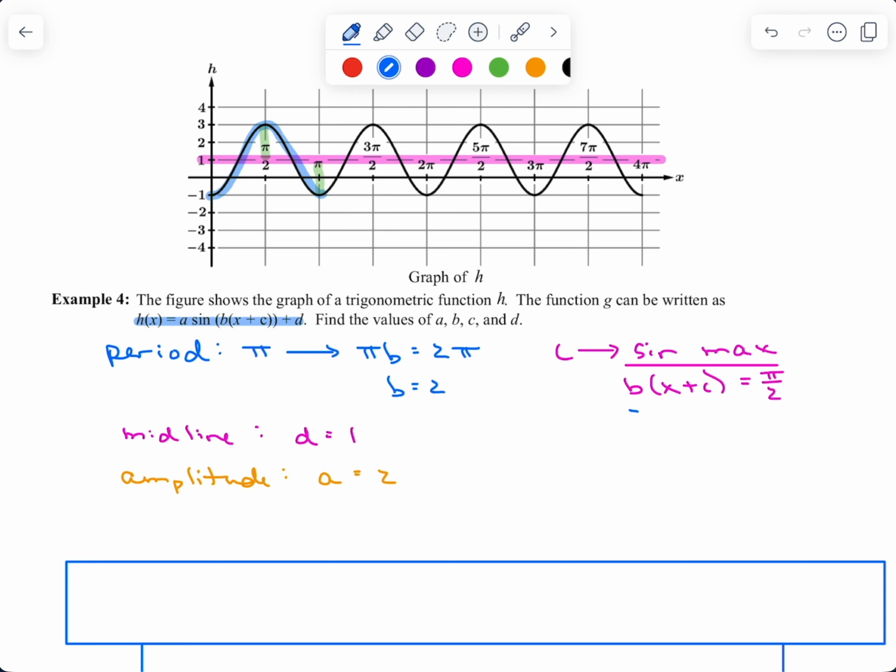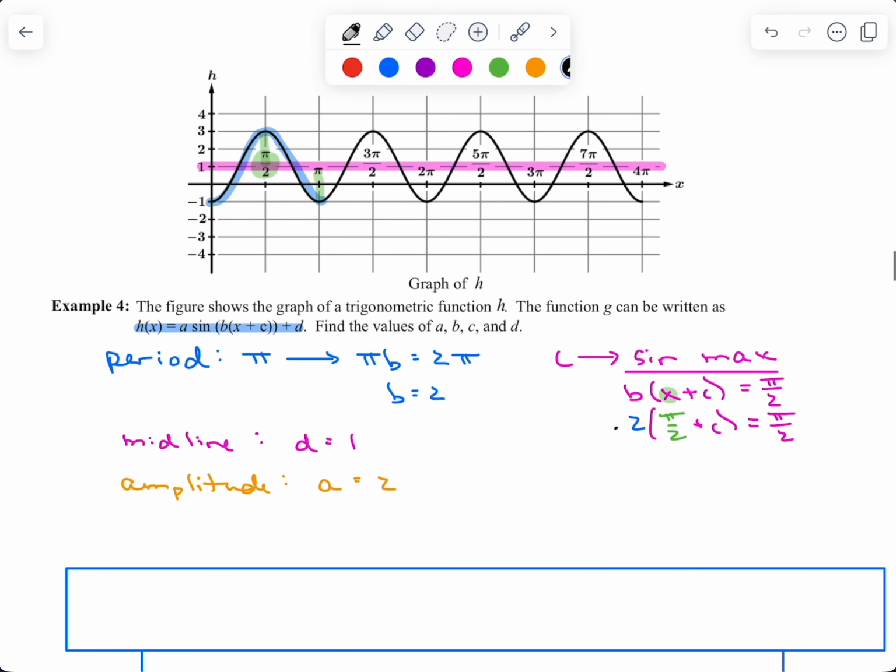So I'm going to plug in my 2 here. I am going to still plug in the pi over 2 for x because that's where this max is actually happening. But you'll see in a second what that does. Whether you want to distribute, you do whatever you want. I'm going to multiply by the reciprocal of 2, so I'm going to multiply both sides by 1/2. So I end up with pi divided by 2 plus c is equal to pi divided by 4.